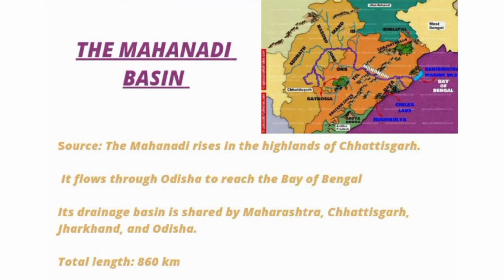The Mahanadi Basin. Source: the Mahanadi rises in the highlands of Chhattisgarh. It flows through Odisha to reach the Bay of Bengal. Its drainage basin is shared by Maharashtra, Chhattisgarh, Jharkhand, and Odisha, and its total length is 860 km.